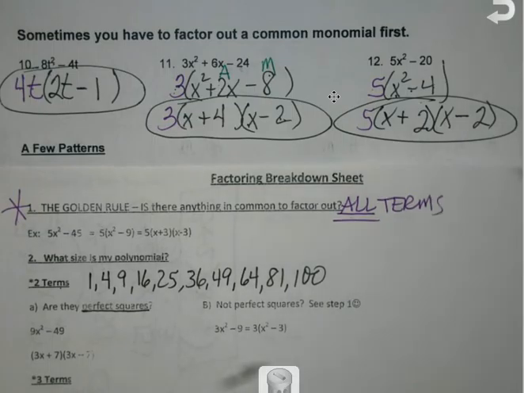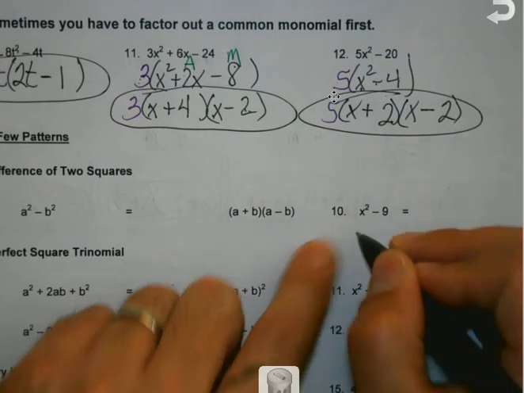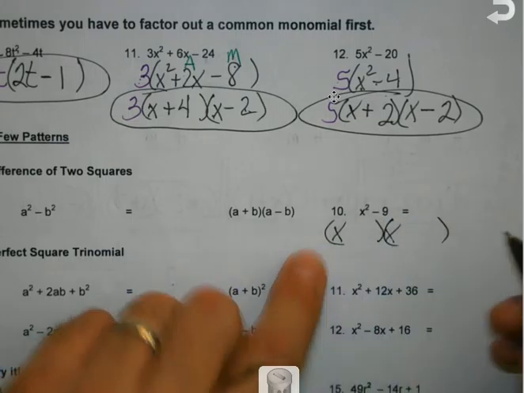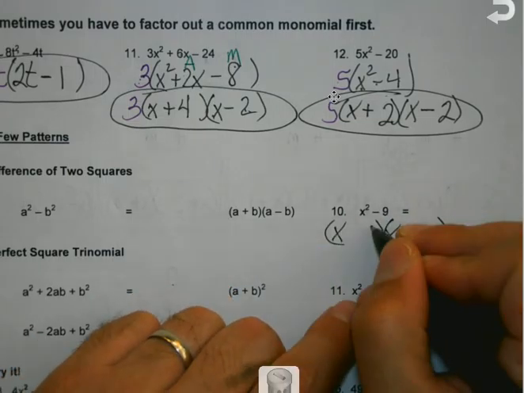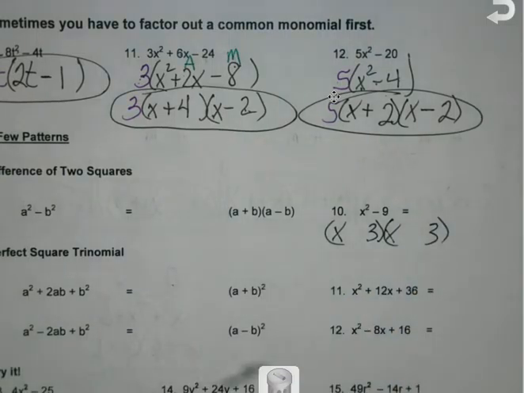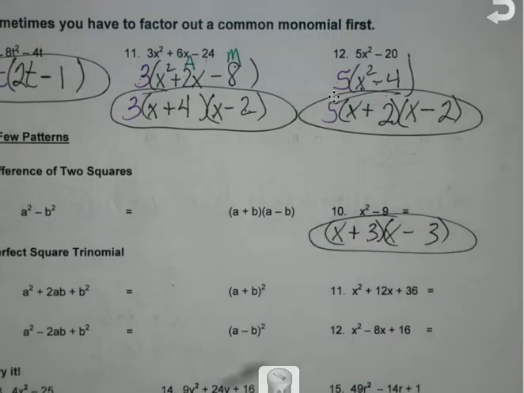So I'm like, okay, so that pattern continues here. X squared minus 9. What do I square to get x squared? X. What do I square to get 9? 3. And if you're not familiar with the perfect squares, having them on your sheet or getting familiar with them would be a good idea. And I get my answer.